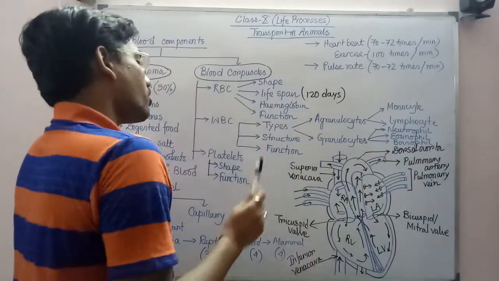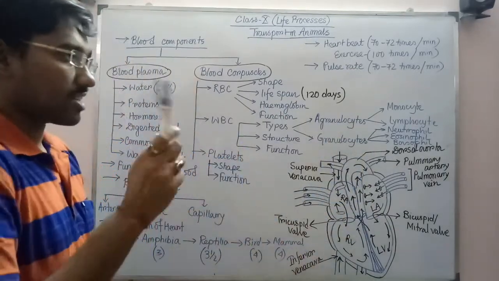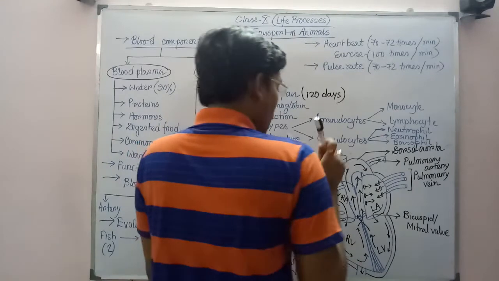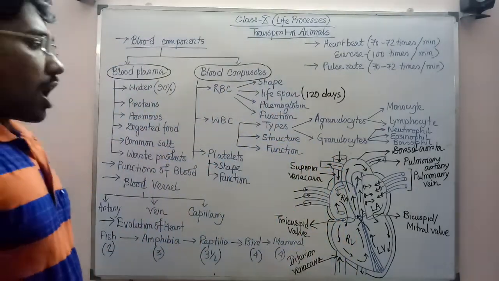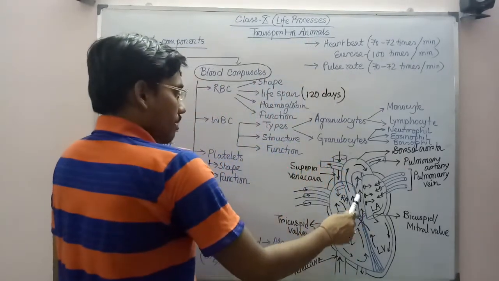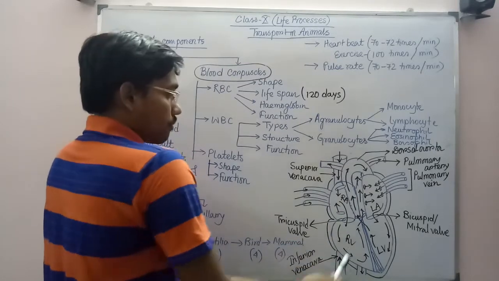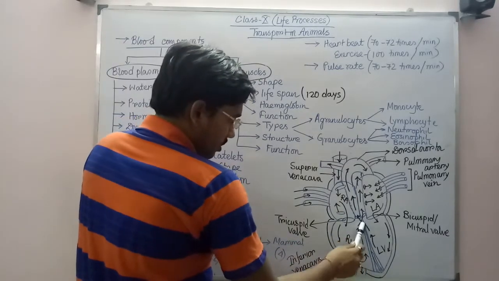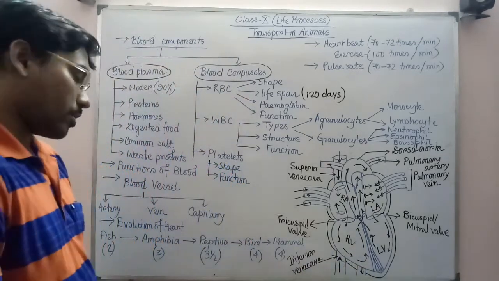When you draw, keep it in your mind, your right-hand side chamber will be left and your left-hand side chamber will be right. That thing we have to keep in our mind. Now the point is, in this structure of the heart, keep it in your mind, both of the atrial chambers are differentiated by a membrane or septum that is known as interauricular septum, and both of the ventricles are separated by a wall that is commonly known as interventricular septum.